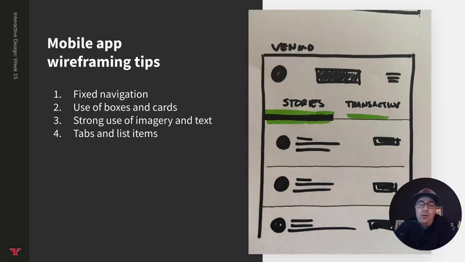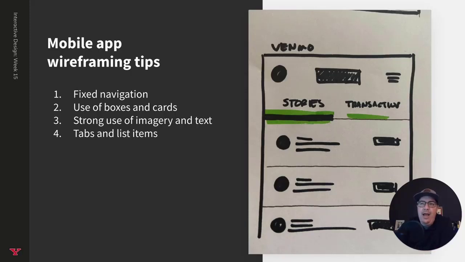If you have Venmo, it's a good example of that. Here's just a really quick sketch or wireframe of Venmo. And so if I go into my profile, I can see my stories and my transactions, and I can tap between the two of those. And so InVision would allow you to do that once we actually get into prototyping.